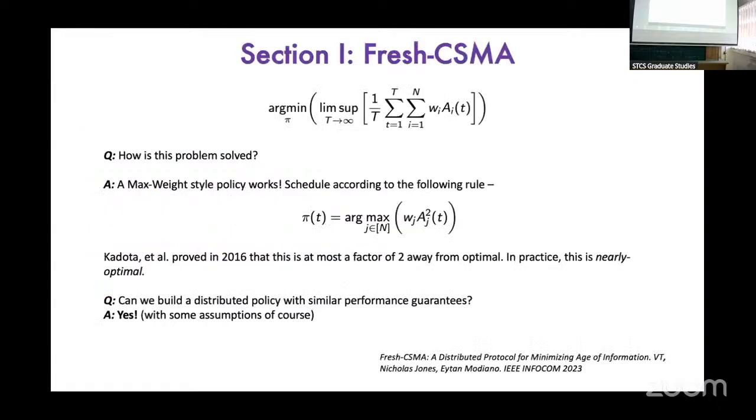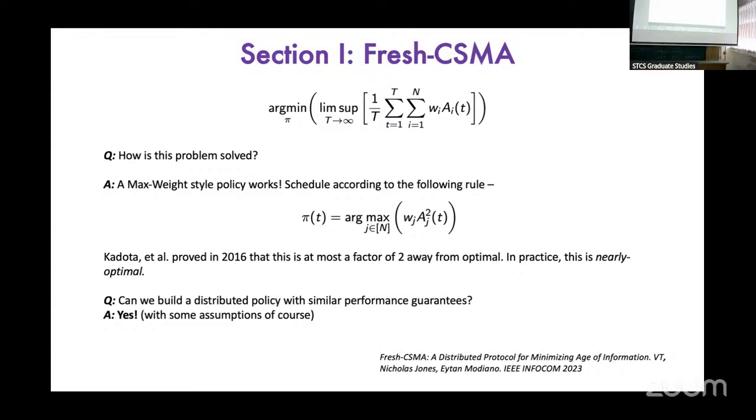Let's start with the first one, which is what I call fresh CSMA. So this is our protocol which is a take on CSMA, carrier sense multiple access, which is a well-known distributed protocol in wireless networks. It is basically the backbone for all Wi-Fi. So what we want to do is modify CSMA so that it can optimize for age of information. Normal CSMA mostly just optimizes for throughput and has some nice robustness properties, but it doesn't really optimize for age of information. So let's first go back to our original age of information optimization problem.